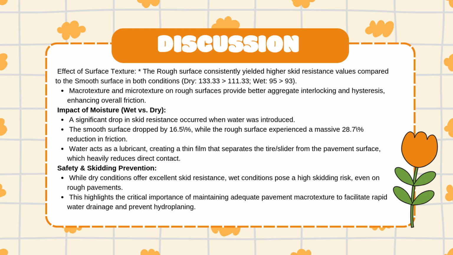To conclude, while a rough pavement surface significantly enhances friction when dry, wet conditions severely compromise its skid resistance. This directly fulfills our second objective, proving that managing water film thickness through proper pavement drainage and maintaining high microtexture is absolutely vital to preventing skidding and ensuring highway safety during wet scenarios.